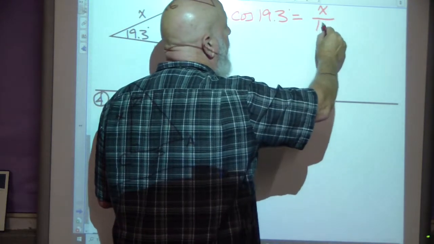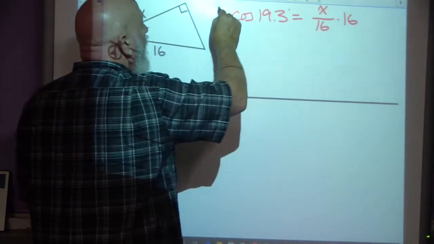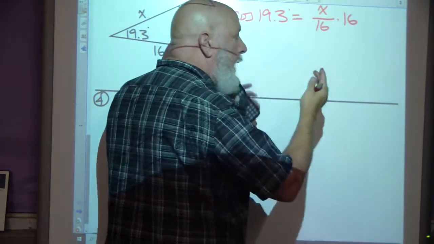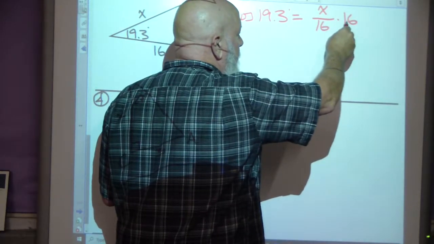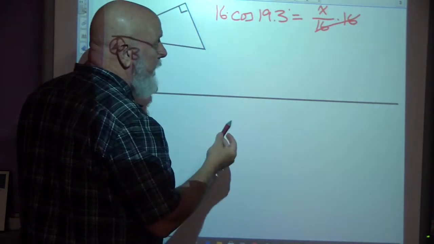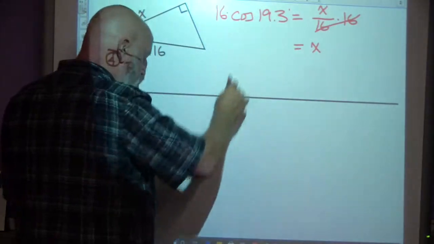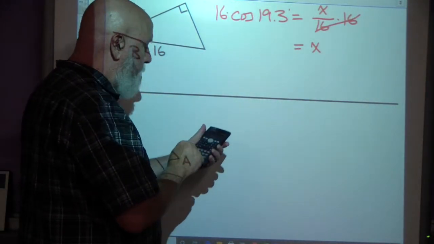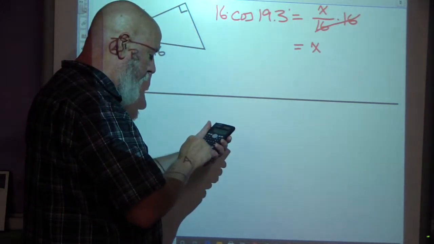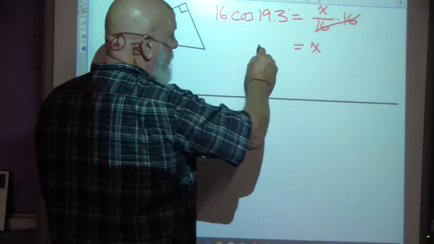And here I have my x in the top again, so I'm just going to multiply both sides by 16. I'm dividing x by 16, and I undo that, so to speak, by multiplying by 16. And these cancel, and I multiply this side by 16 just to stay in balance. Then x is equal to 16 times the cosine of 19.3, and that's about 15.1 if I haven't made any mistakes.